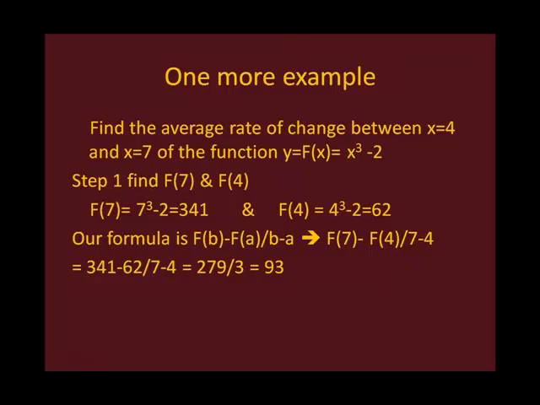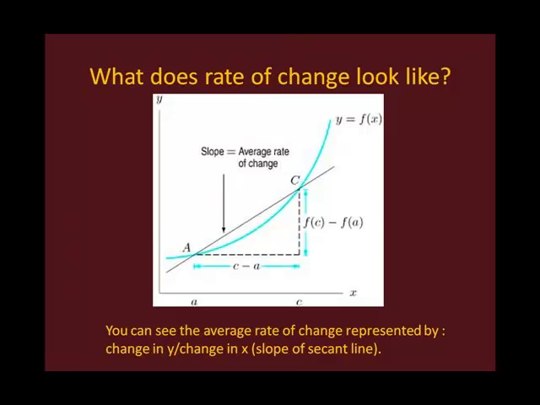What does a rate of change look like? What exactly are we finding? Well, the average rate of change is represented by the change in y over the change in x, which is a line called the secant line. So here, if we had 2 points, 2 x values, we would look at the graph and draw the line that would connect those 2 points. That's called the secant line. The slope of the secant line that connects the points A and C is the average rate of change.